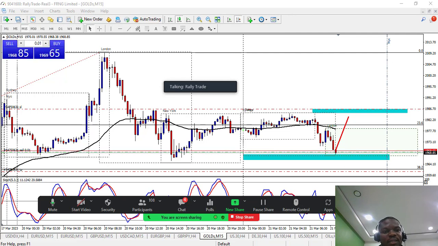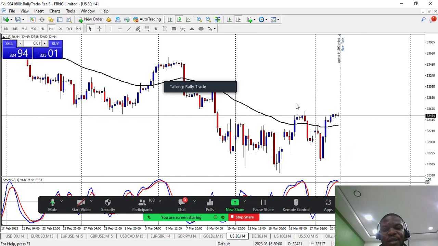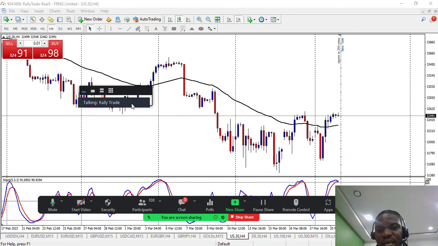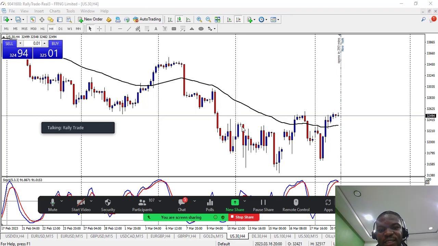So quickly, let's look at US 30. US 30 very fast. Are you with me? So for US 30, what can we see here? We can see that this level is a high. But you notice it has been breaking structure towards the downside. Then there is now a shift in market structure here, this movement upward.